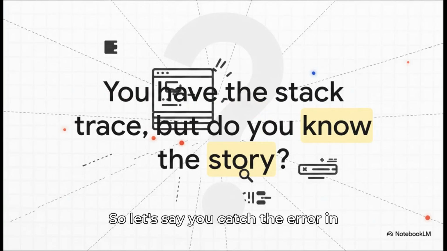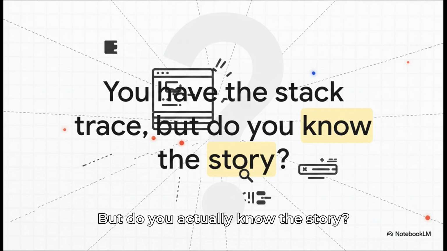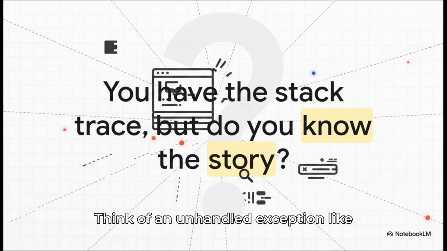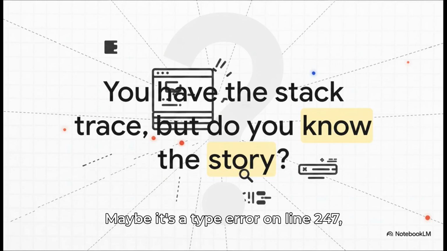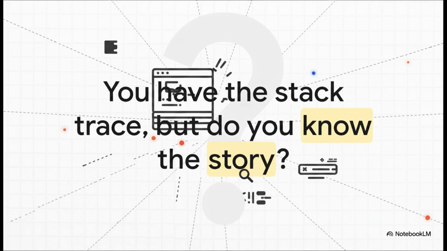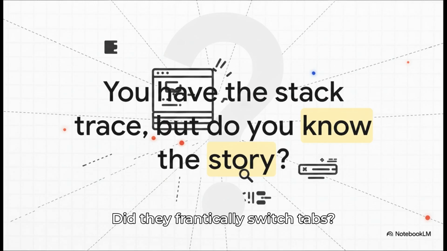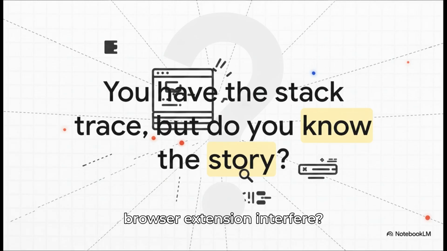So let's say you catch the error in your monitoring tool. You've got the stack trace, great. But do you actually know the story? Think of an unhandled exception like a silent crime scene. A stack trace is really just the chalk outline. It tells you exactly where the code broke. Maybe it's a type error on line 247, but it gives you absolutely zero behavioral context. You have no clue what the user was actually doing. Did they frantically switch tabs? Did they double-click a submit button out of impatience? Did some random browser extension interfere? The stack trace simply doesn't know.